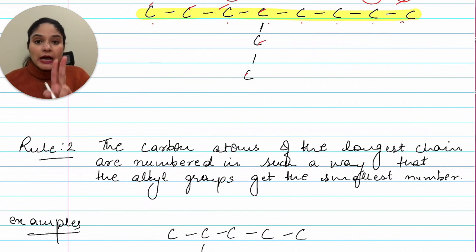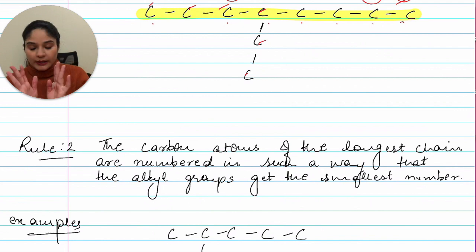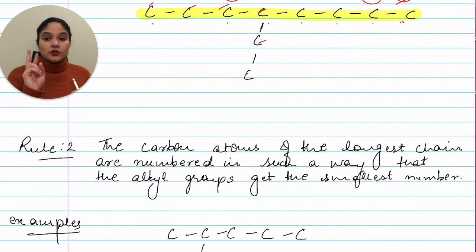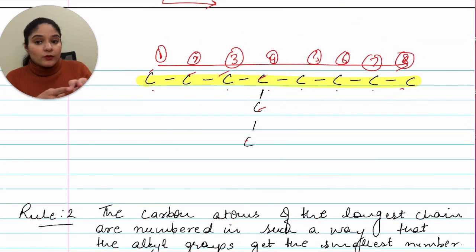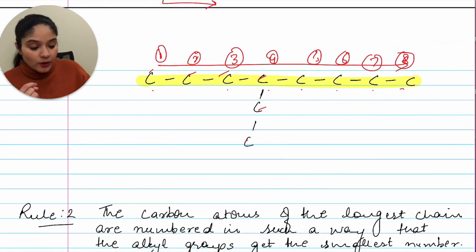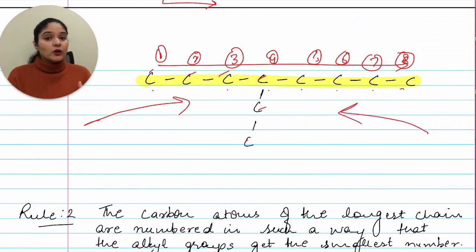The carbon atoms of the longest chain are numbered in such a way that the alkyl groups get the smallest number. What is alkyl group? Okay, you have to consider 2 things. Now the first thing is you are able to identify what is the longest carbon chain. The second thing is, from where should I number 1, 2, 3? Should I number it from this side or should I number it from the other side? How do we know that?